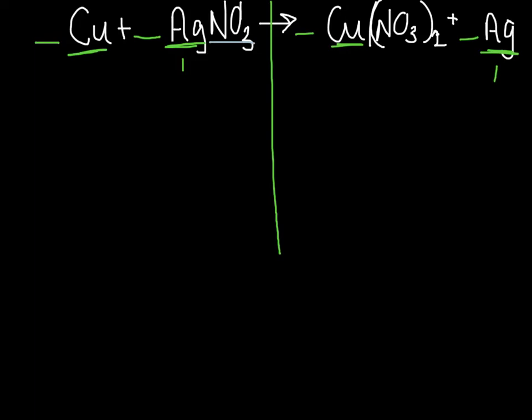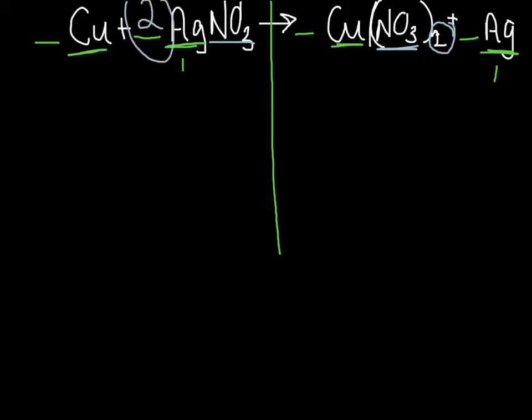When I look on the product side, I see there is NO3 altogether here. It's in the parentheses, but it has this 2 outside, meaning there are 2 nitrate NO3 molecules over here. So to make 2 over here, the only place I can change numbers is right here where the coefficient is.